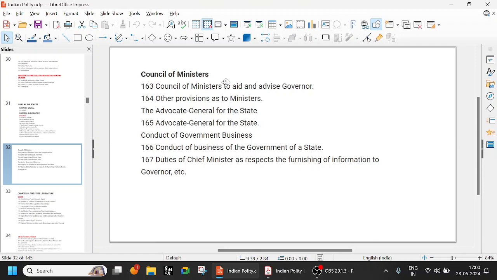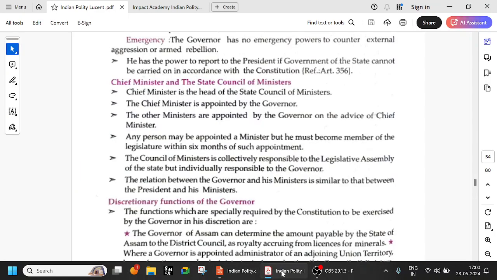So usually when you talk about chief minister, 163 and 164 are the articles which are related to the chief minister. So chief minister is the head of the state council of ministers. The chief minister is appointed by the governor. The other ministers are appointed by the governor on advice of the chief minister. So basically all the ministers are appointed by the governor. Basically the oath is given by the governor.